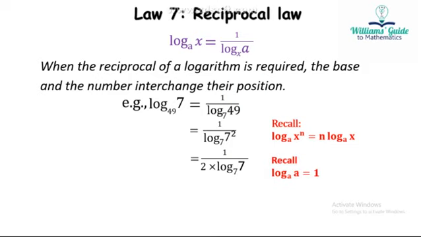That leaves us with another law that talks about the base and the number being equal. So that is giving us 1 over 2 times, when the base and the number are equal, we have 1. So we have 1 over 2 as our result.